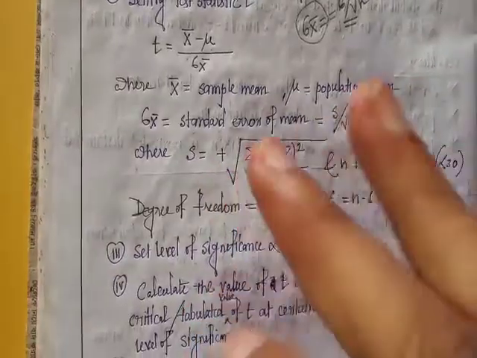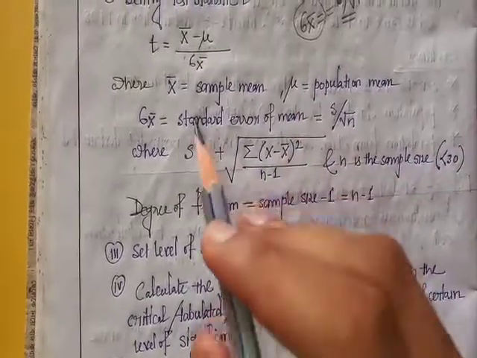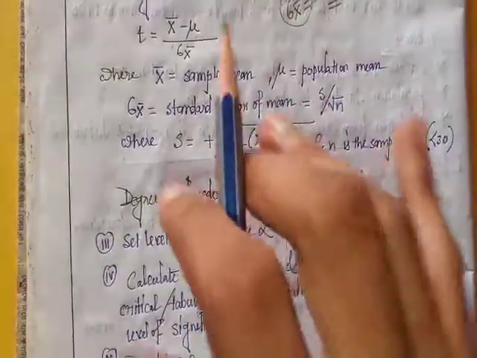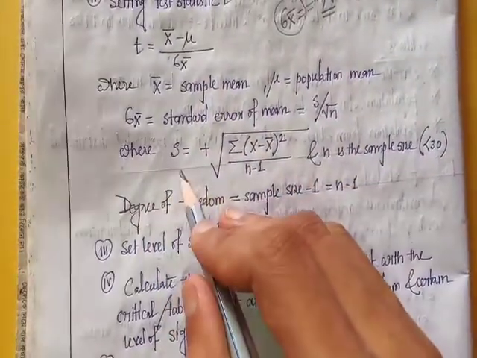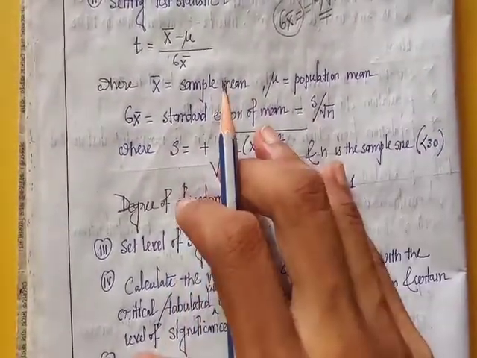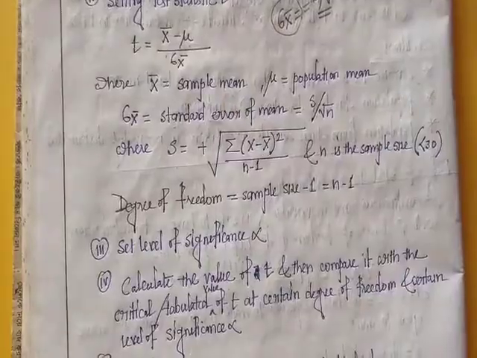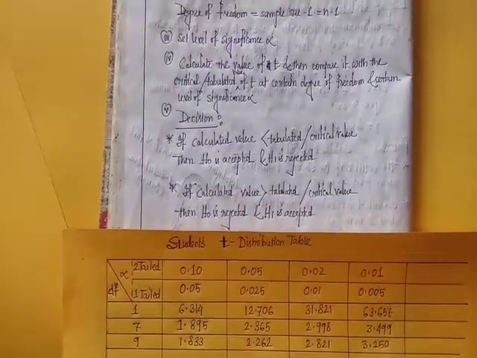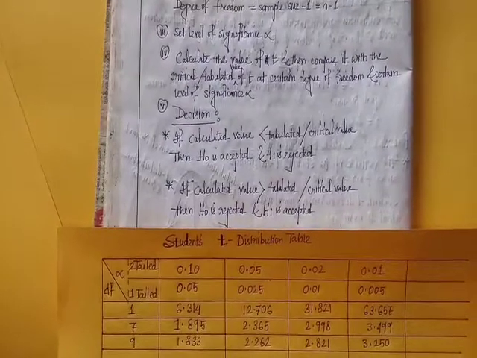And also population standard deviation. Here for t-test, population standard deviation is unknown, that is sigma is unknown, and sample size is small. Next, we will discuss a problem.